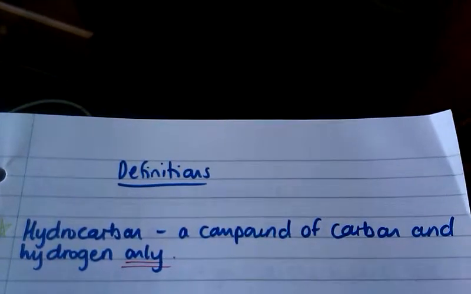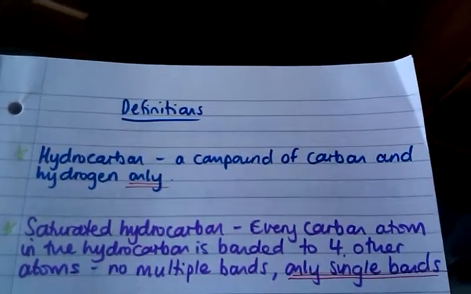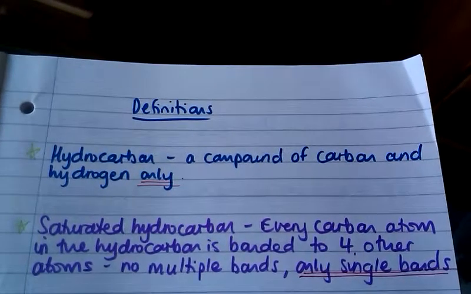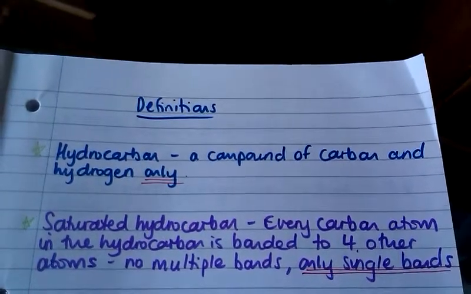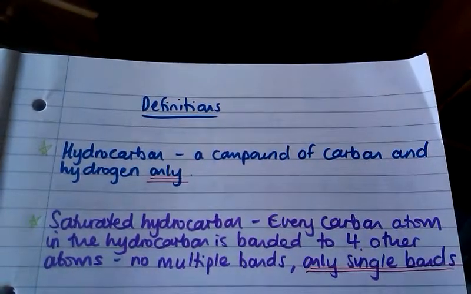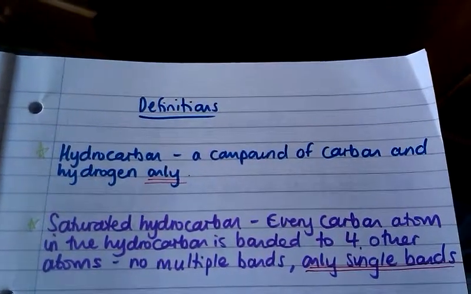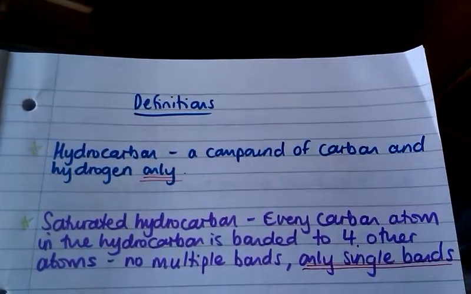Okay, starting off with the definitions then. A hydrocarbon is a compound of carbon and hydrogen only. A saturated hydrocarbon is where every carbon atom in that hydrocarbon is bonded to 4 other atoms through single bonds only. So we don't see any carbon-carbon double bonds or carbon-carbon triple bonds.